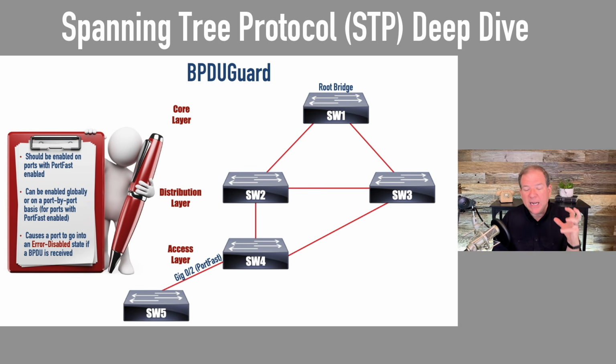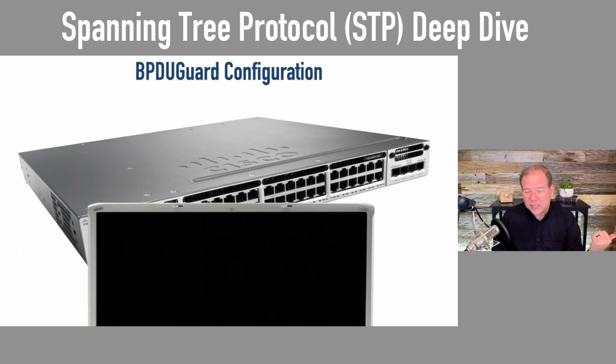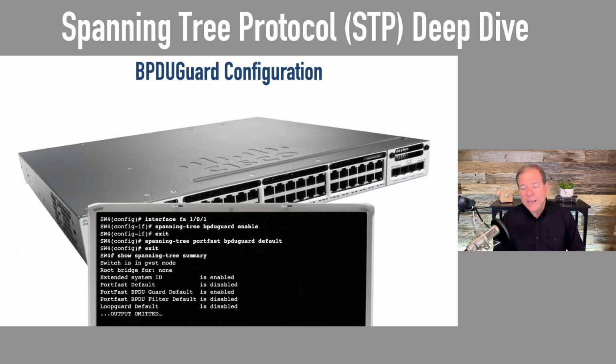So let's say that we connect switch SW5 into SW4's gig 0/2 port, which was configured for PortFast earlier when we had that PC plugged in, and it sends a BPDU. And switch 4 says, I've been lied to. So I'm going to go into an error disable state. Here's how to set that up, by the way. We can go into an interface and enable it on a specific interface for which PortFast is enabled, or we can do it globally. We could say spanning-tree portfast bpduguard default, and it'll turn on all the ports that are enabled for PortFast.